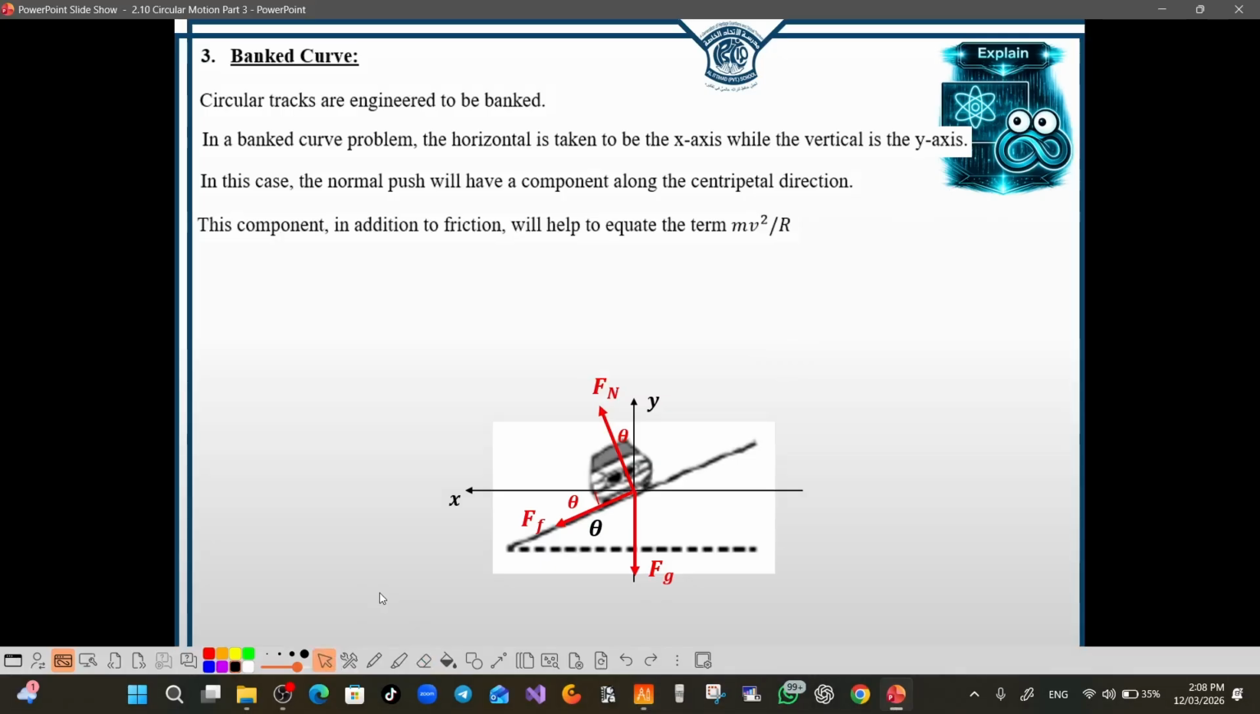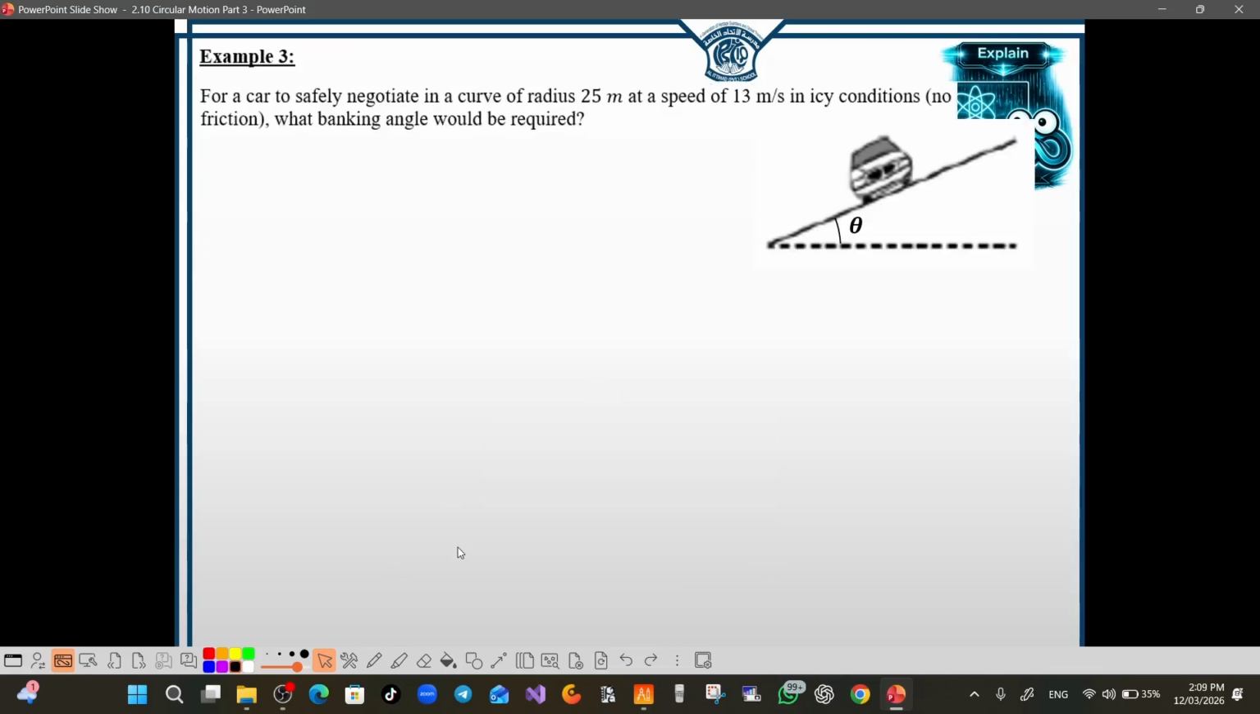Now these components, in addition to friction, will help to equate the term mv squared over r. Note that for motion along a ramp, the x-axis is taken to be along the ramp. And let's take an example.